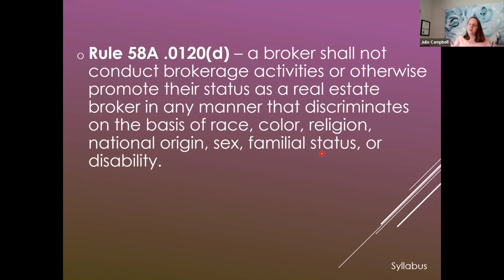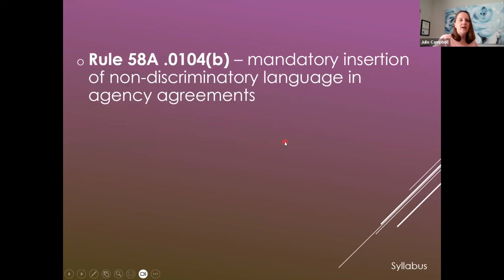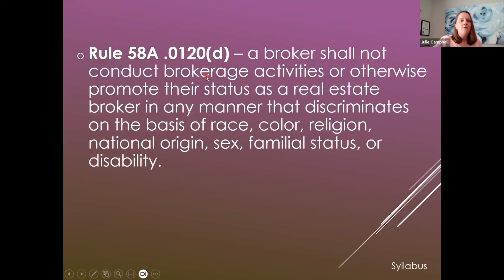The new rule sounds very similar. I'm going to go back for one second. The new rule sounds very similar to 58A.0104. The difference is 58A.0104 only addresses agency relationships, meaning we're only required to abide by it when we enter into agency. 58A.0120 says we need to fight for racial equity whether we have an agency relationship or not. All of my conduct, be it activities toward getting buyers or sellers into an agency agreement, my advertisement, my promotion, in no way as a licensed broker can I have violations against 58A.0120, specifically D.